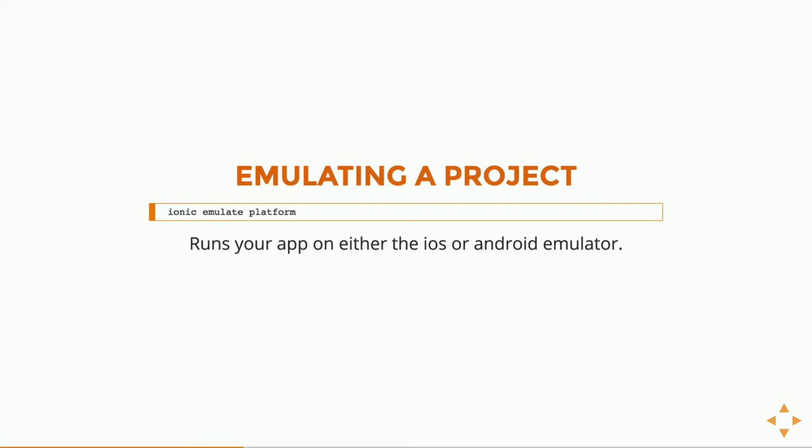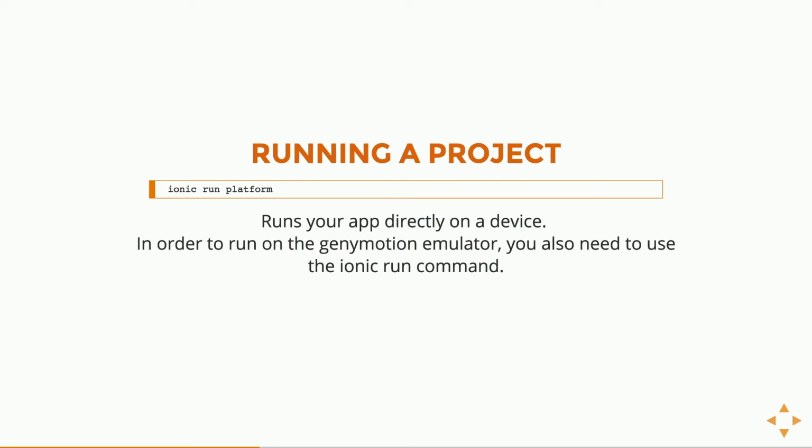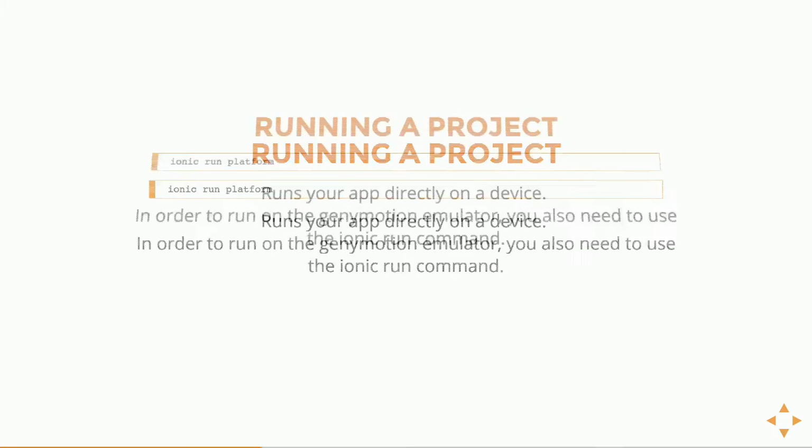You can emulate the project by using the Ionic emulate platform command. So you just say Ionic emulate Android, and Ionic will build your application and deploy it on an emulator. You can also run the project. Basically the same command, Ionic run Android or iOS. It will package it and deploy it on a real physical device. And it also considers the Genymotion emulator to be a physical device. So if you want to deploy on Genymotion, you need to do Ionic run instead of Ionic emulate. Don't know why, but that's how it is.